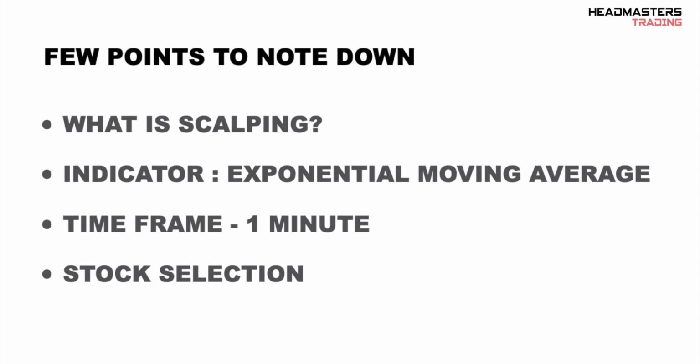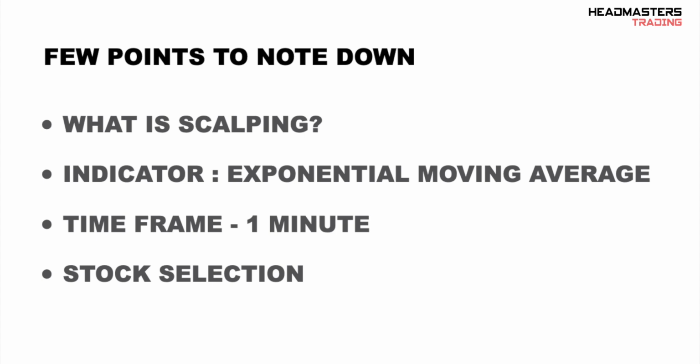The second point is the indicator. The indicator which will play an important role in this strategy is the simple moving average. I will explain in detail how to apply it in TradingView software and what all the settings and adjustments need to be done. The third point is time frame. Being a scalper, we will be using the 1 minute time frame. For a higher time frame, this strategy won't work.